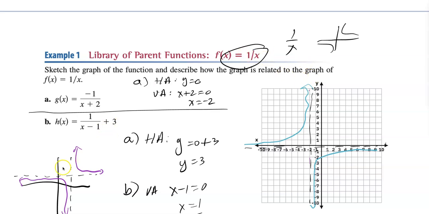You could also do this by moving it, right? We moved right 1 and we moved up 3, right? So if you look at our basic graph and we moved right 1 and up 3, we get this guy. So it works both ways. You could work by doing all the steps, or if you know the parent function, you can just move the parent function.